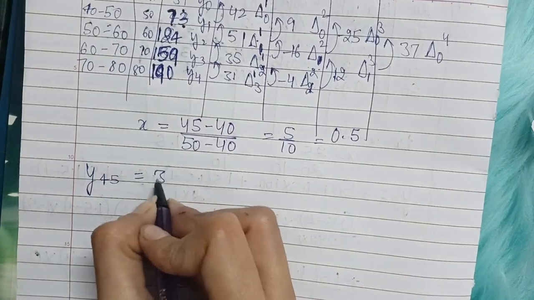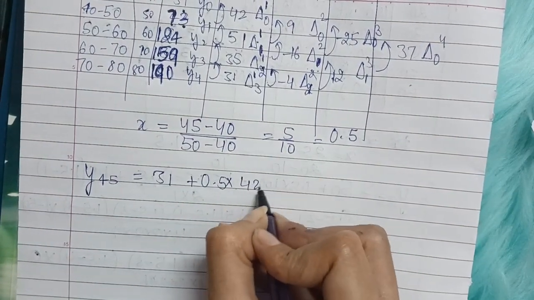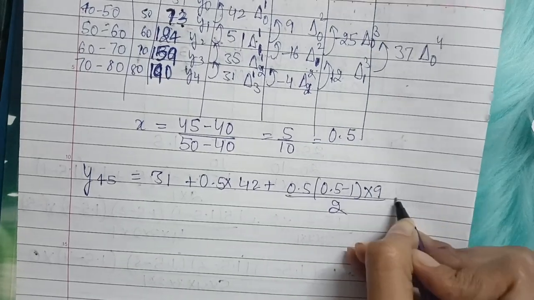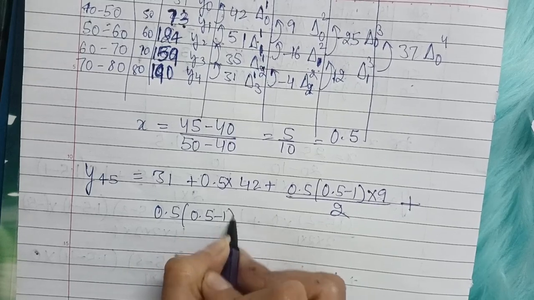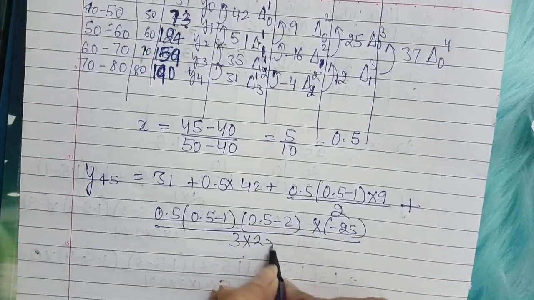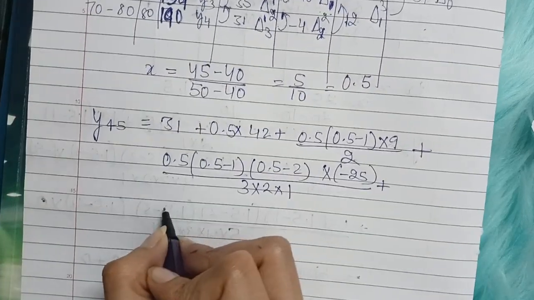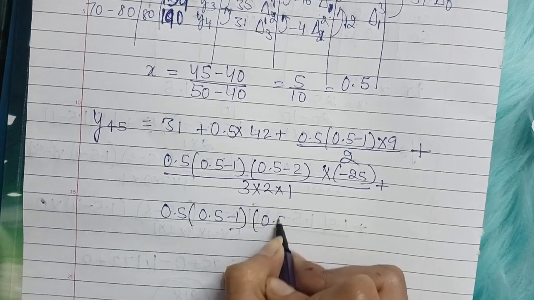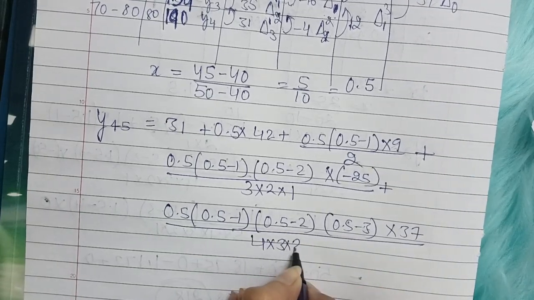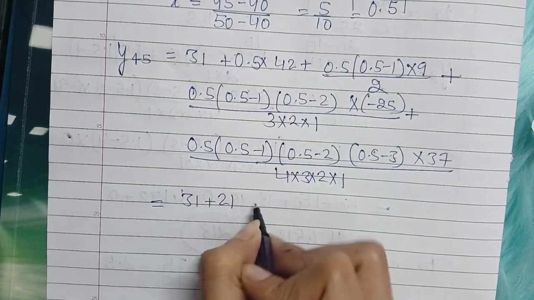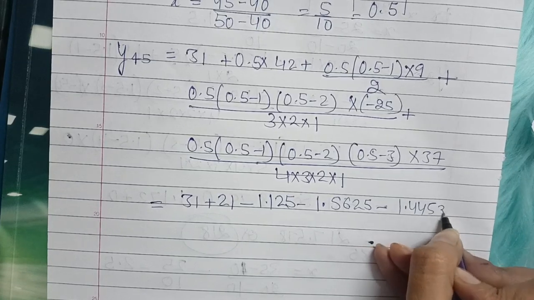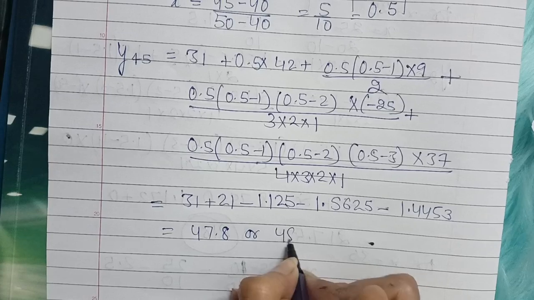So I am putting the values: 31 plus 0.5 into 42 plus 0.5 into 0.5 minus 1 into 9 whole divide by 2 plus 0.5 into 0.5 minus 1 into 0.5 minus 2 into minus 25 whole divide by 3 into 2 into 1 plus, I am writing it below, okay, in the lower part 0.5, 0.5 minus 1, 0.5 minus 2, 0.5 minus 3 into 37 whole divide by 4 into 3 into 2 into 1, right. 31 plus 21 minus 1.125 minus 1.5625 minus 1.4453. So the answer is approx 47.8 or you can say 48, right.